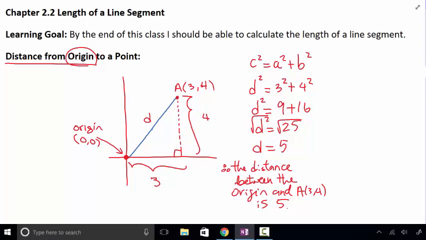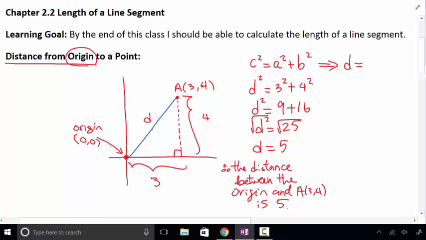Now, let's come up with a formula to actually find the distance between the origin and a point. So look at this formula here. This is what we use. Let's modify it a little bit so I can find D. So D is equal to what? Look down here. What does D equal to? Yeah, the square root of 25. And 25 came from A squared plus B squared.